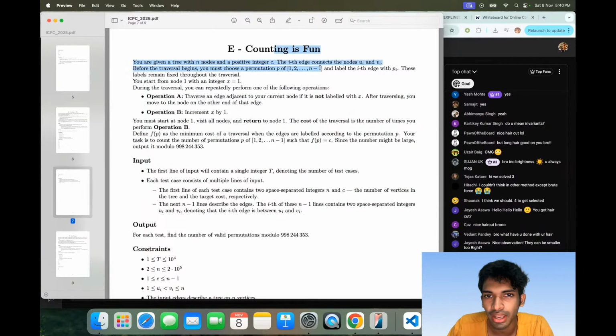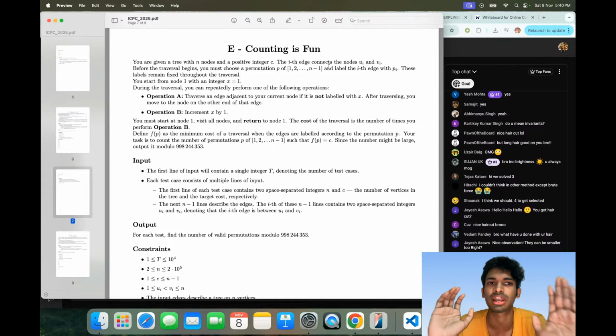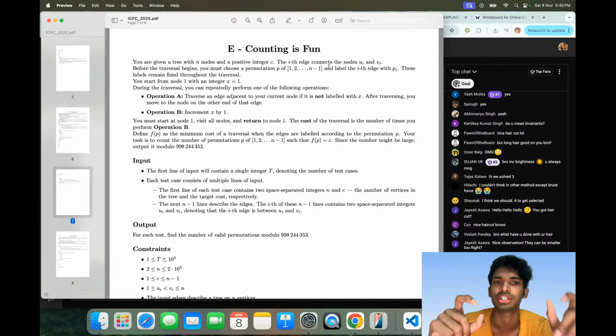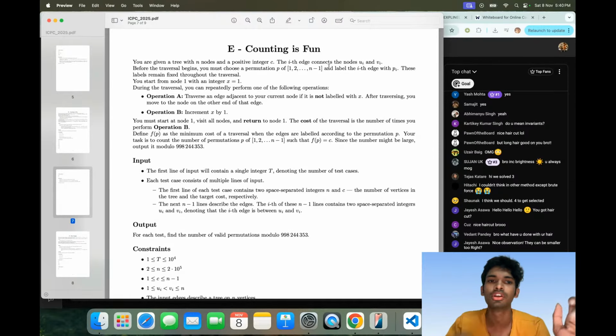The ith edge connects the nodes ui and vi. So we have a tree. Before the traversal begins, you must choose a permutation and label the ith edge pi. This is nothing but an ordering among edges. Before the traversal begins, you have to say, okay, this is the first edge, this is the second edge, this is the third edge. So that's what we have to do. These labels remain fixed throughout the traversal.